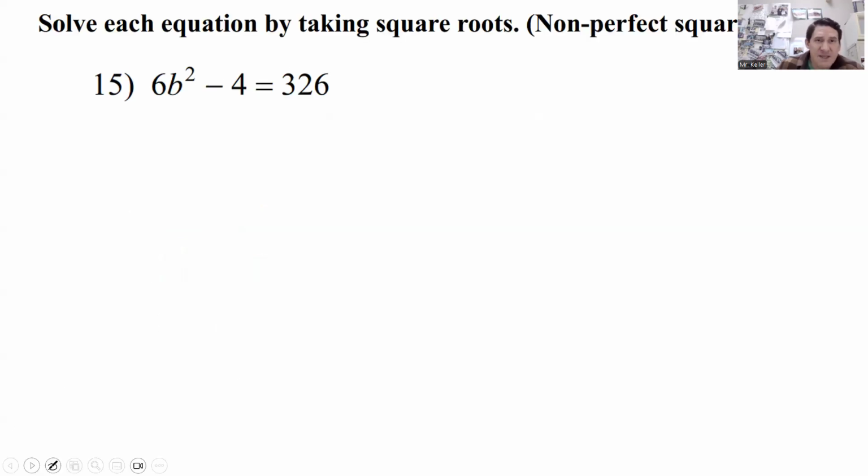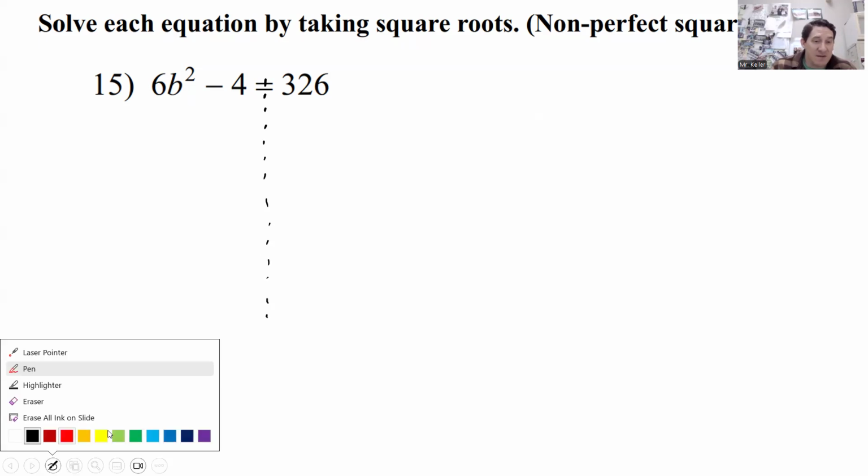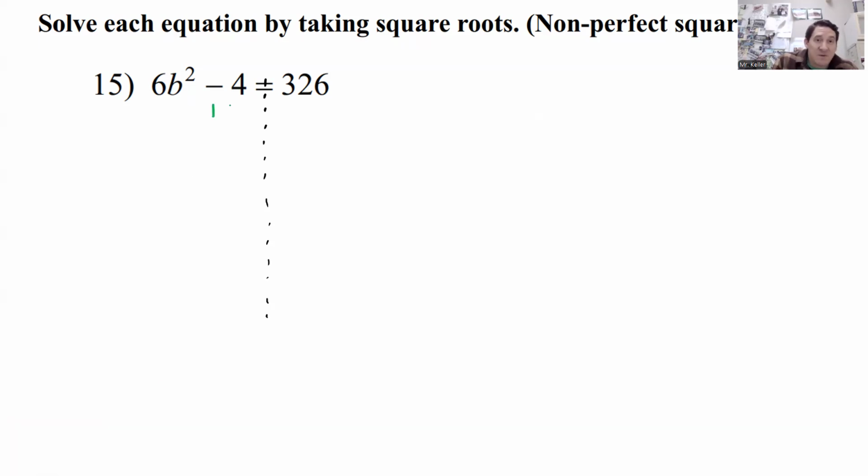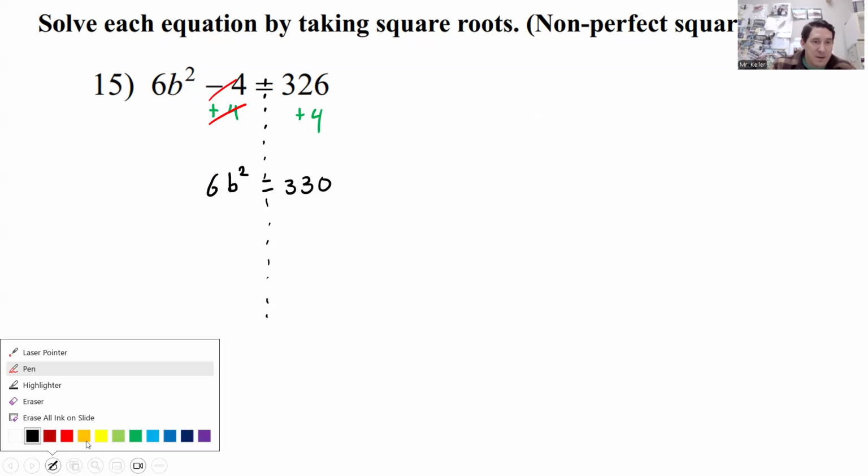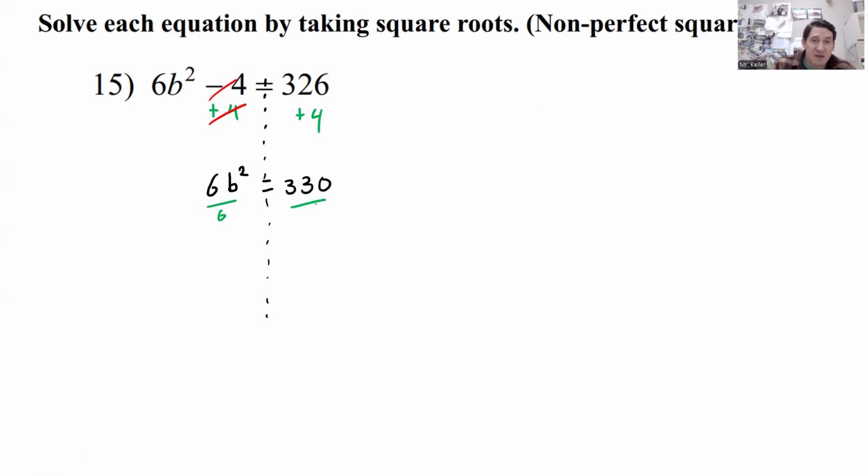Skipping ahead, the next 8 problems are going to be perfect squares or non-perfect squares. So we're not going to get whole numbered answers at the end. We're going to have to leave stuff in simplified radical form. So first thing I'm going to do, add 4 to both sides. Minus 4 plus 4 cancels out, and you get 6b squared is equal to 330. Then I'm going to divide both sides by 6.